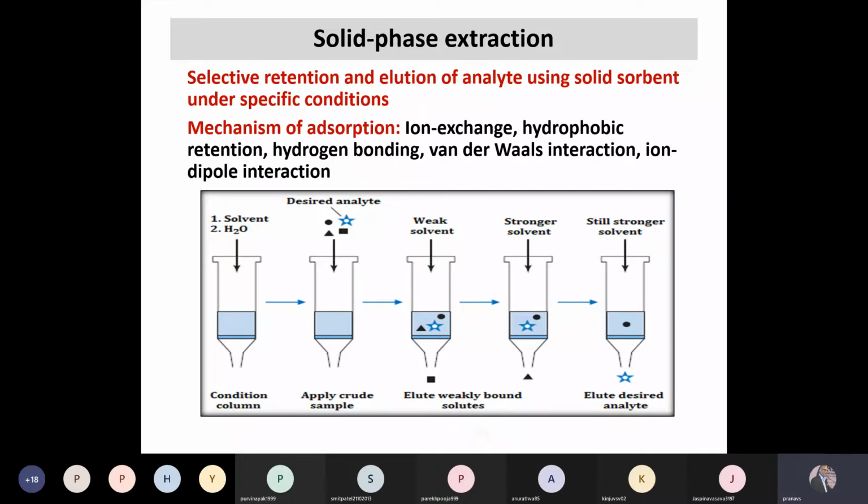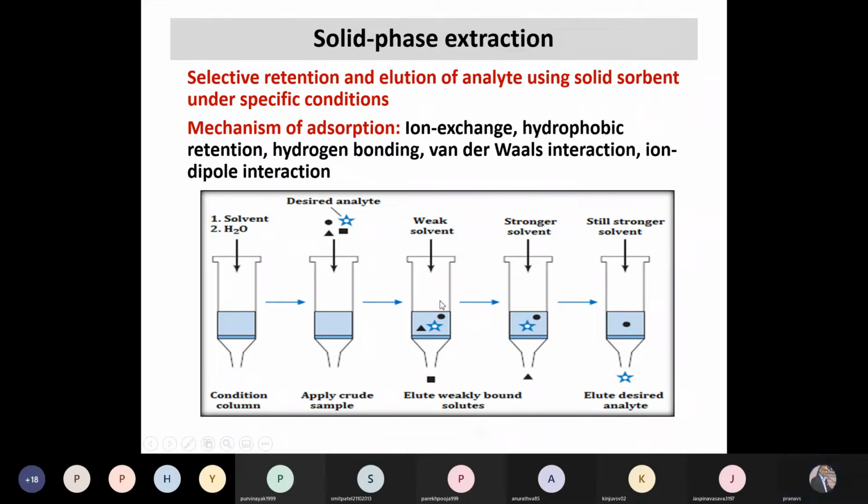That means you use different solvents or solvent systems to remove the unwanted things. Here you can use one solvent, two solvents, or an aqueous plus organic solvent mixture. You can add small amounts of additives like acids and bases, and this needs to be optimized depending upon the matrix which is there in your sample.